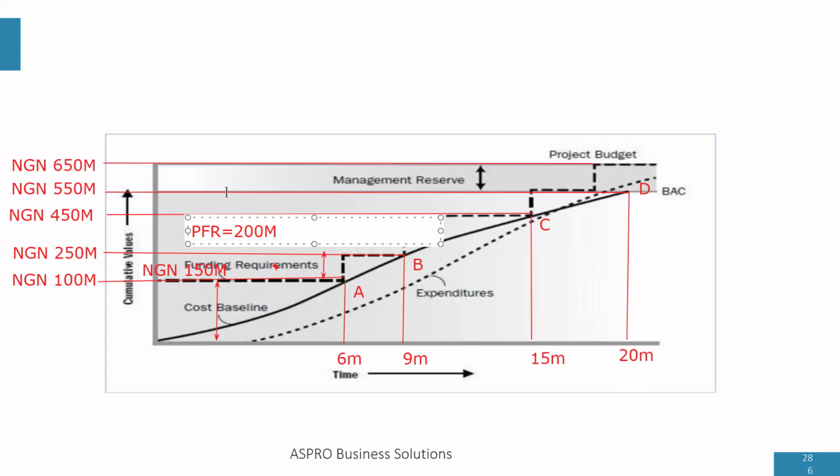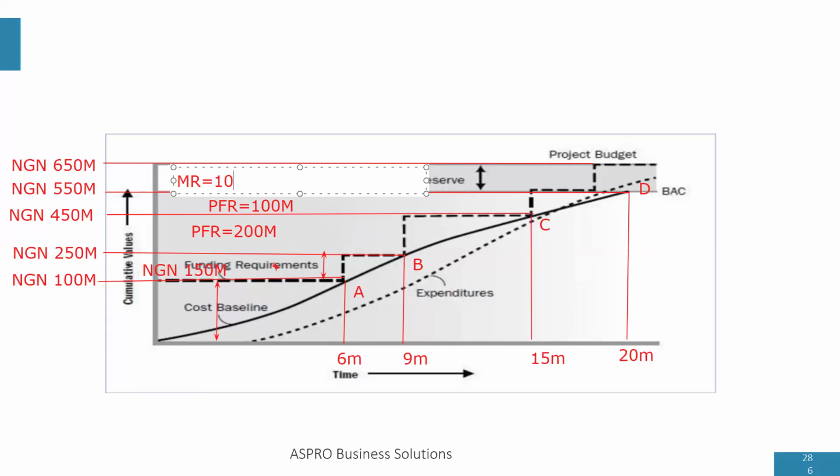What about from C to D? What's the project funding requirement? Who's going to help me? Who's helping me? 100 million. Thank you. What about the management reserve? What's the management reserve? Who's helping me? 100. 100, 650 million. Now, does this thing make sense now?